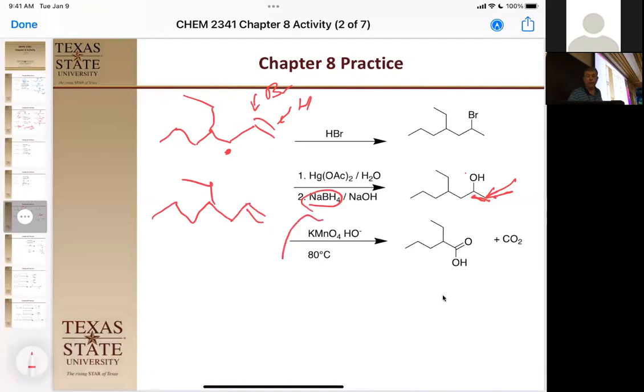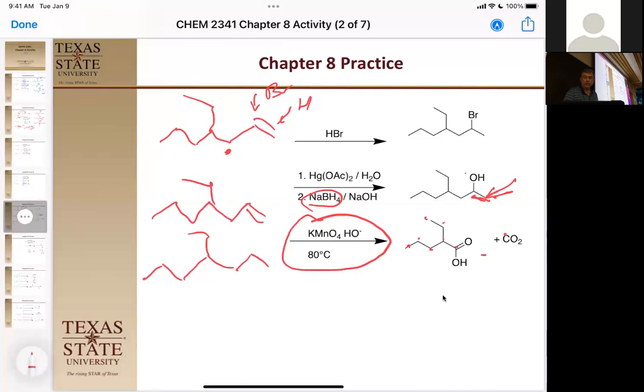Okay, let's do permanganate, hot. Another thing we have to do, especially when you do cleavage reactions, is count the number of carbons you have. We have 1, 2, 3, 4, 5, 6, 7, 8. So our starting material has to have 8 carbons. Okay, so let's go 1, 2, 3, 4, 5, 6, 7, 8.